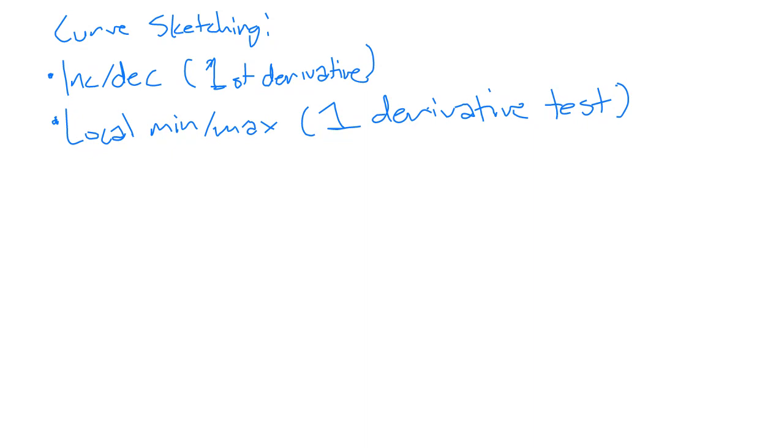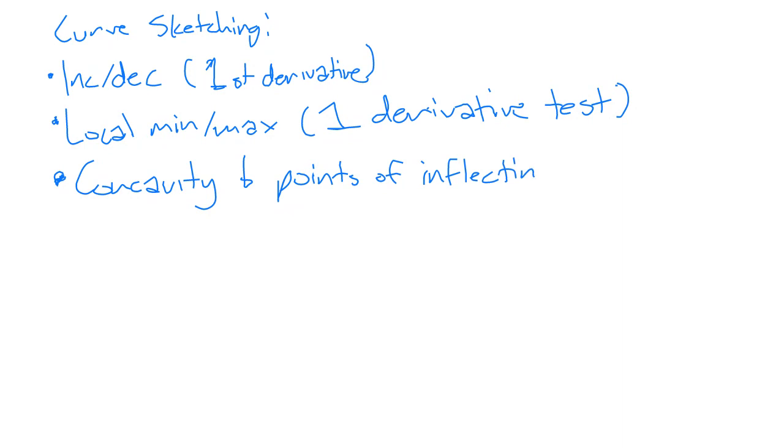The next thing we can look at is concavity, and going off of that, points of inflection as well. As we talked about last week, this is based on our second derivative. So now let's do a quick example, going over how we use these criteria to help us graph a function.